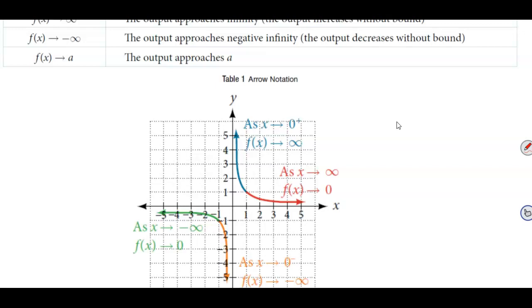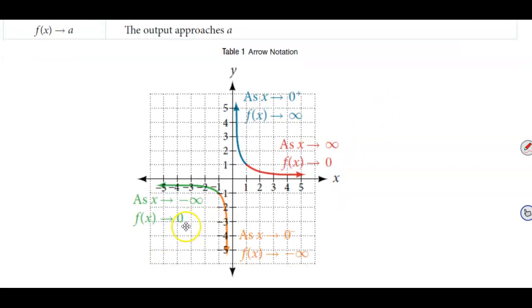If we look at the red, as x is going to positive infinity, then the function or the output is getting closer to 0. If we look at the other side of the graph, the green, it is telling us that as x is approaching negative infinity, then the function is approaching 0. And the last one is, as x is approaching 0 from the left, then the function is approaching negative infinity.